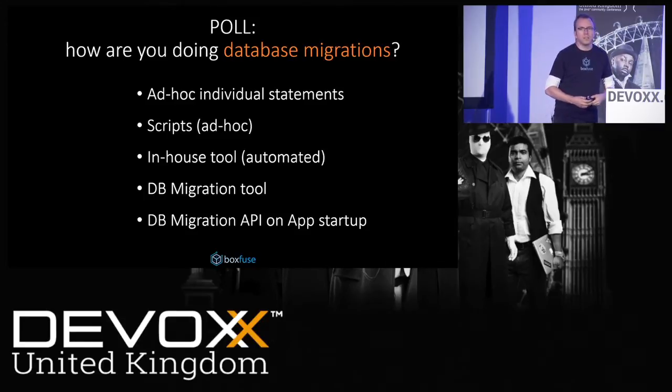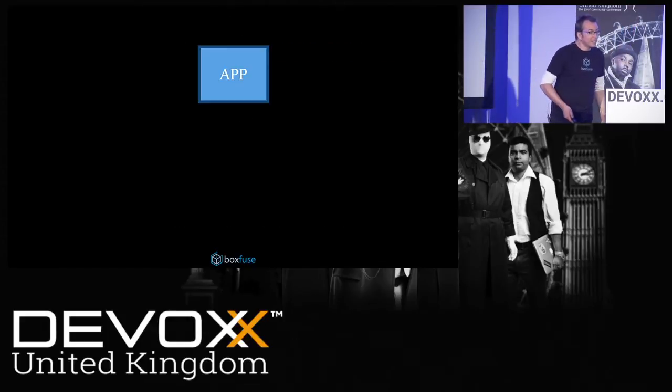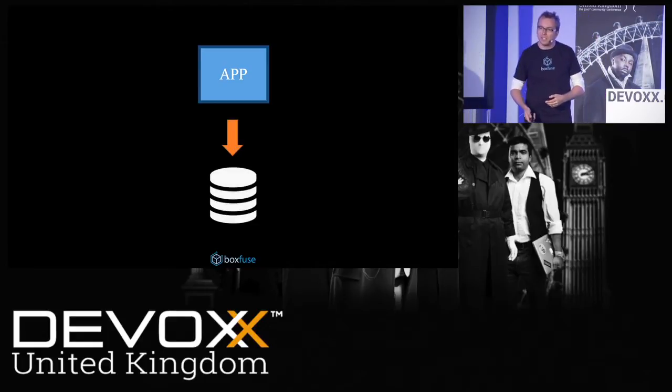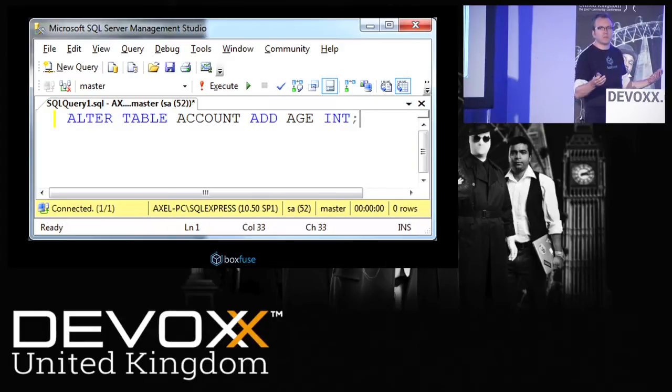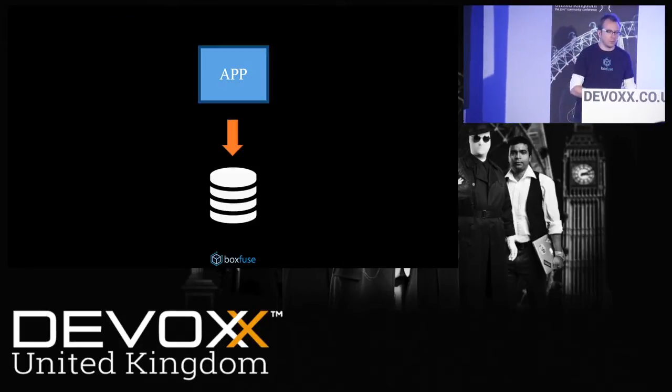Just out of curiosity, who's using Flyway already today? Ah, perfect, perfect. I like that. So, if we have our application here, and we have our database there, actually not too bad. We could just execute a statement like this, and it would be fine, and we wouldn't have a big problem. That would add the column, done, actually quite nice.